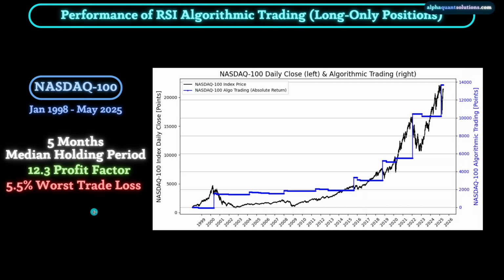And what is interesting to see here is, for instance, that the worst trade loss was about 5.5% of entry position, that we have a huge profit factor with this algo trading, about 12.3, and the median holding period, so on average, how long do we hold a trade? In this case, it is about 5 months. And remember, the one that we illustrated and closed in 2025 was about 15 months, so longer. But on average, it would be about half a year. So these are interesting results for such a simple yet robust algorithm.